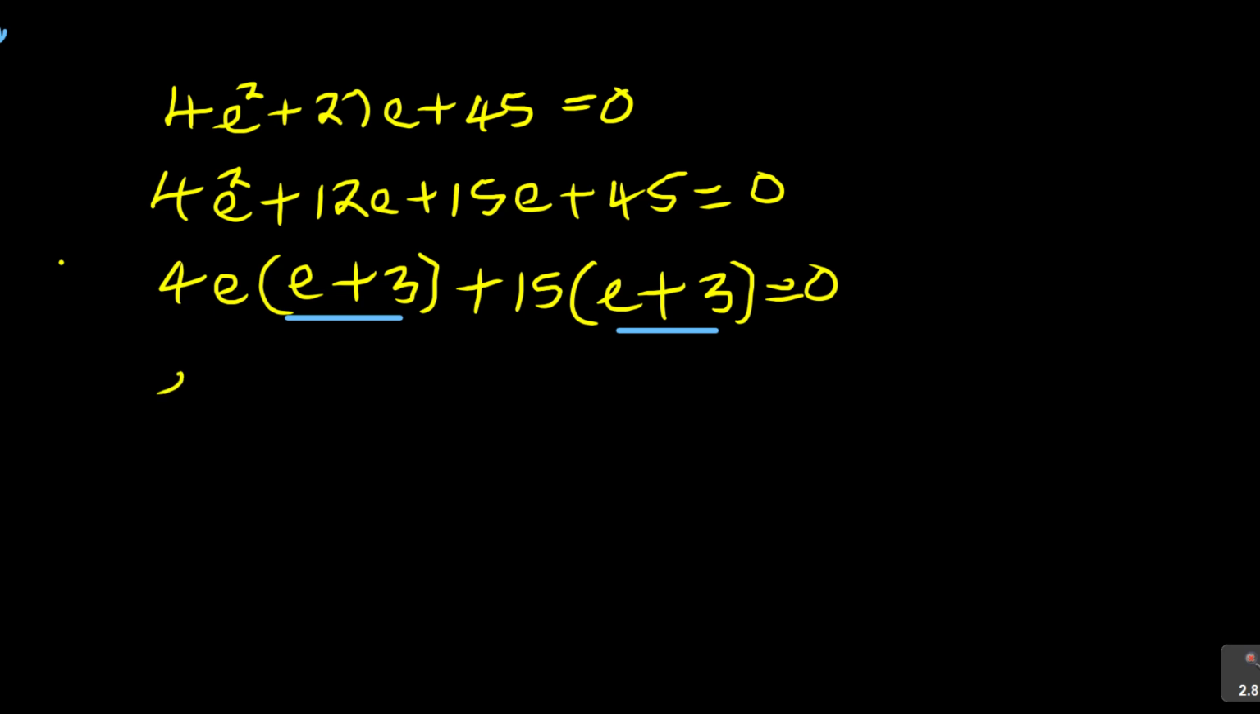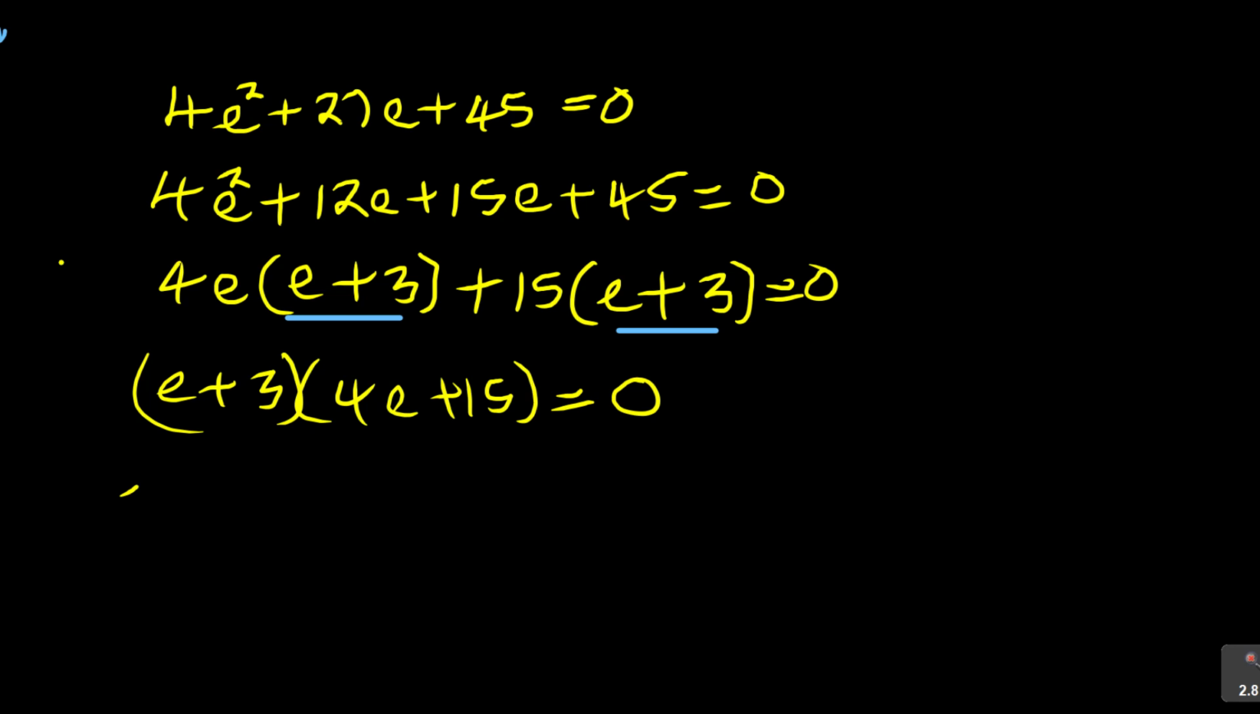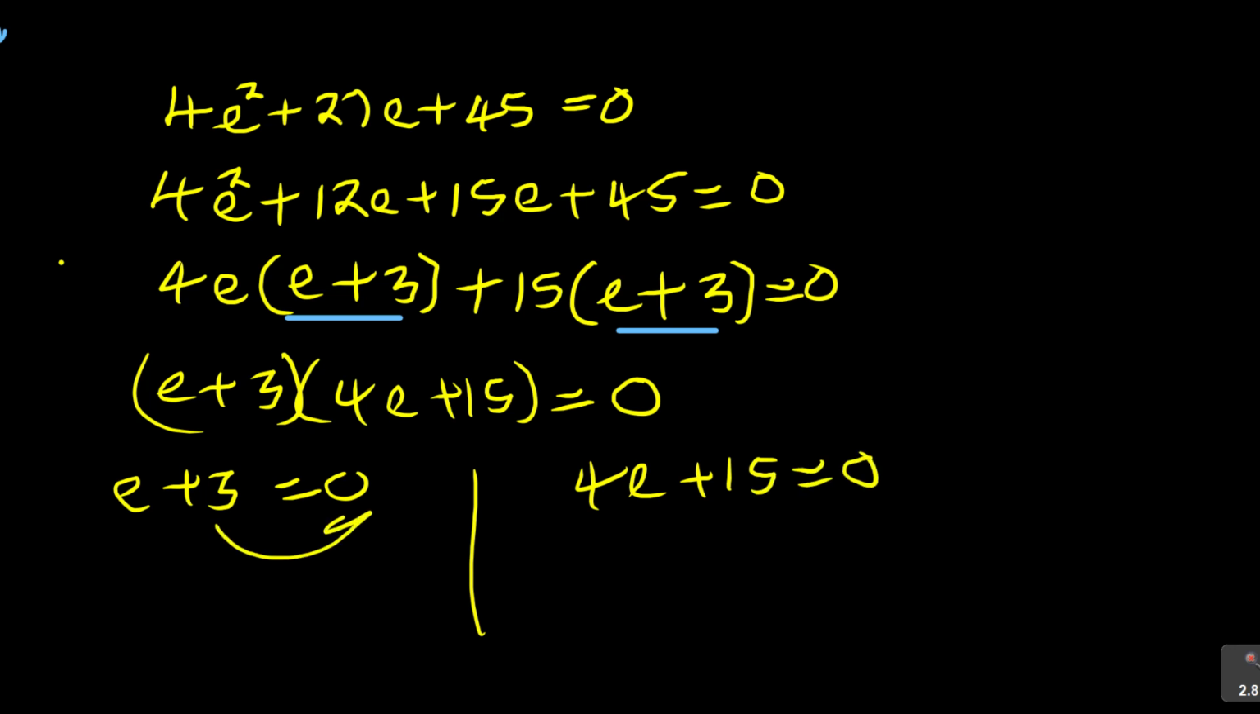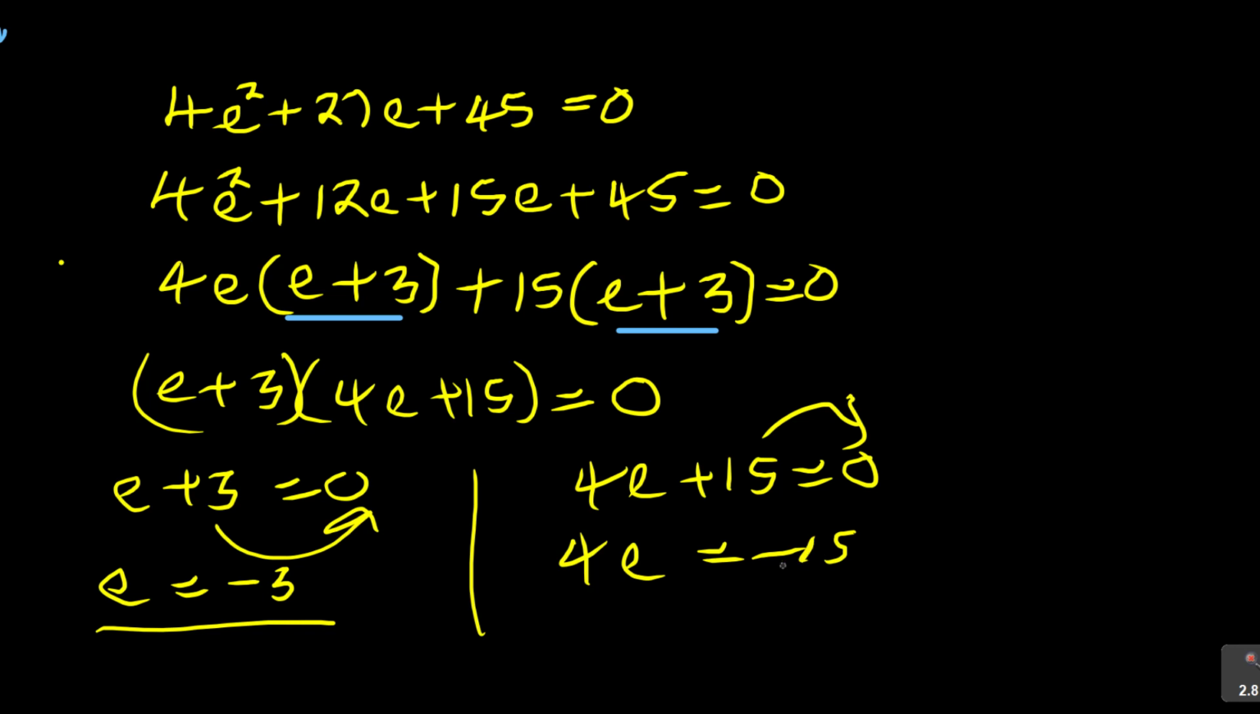You write the bracket, which is e plus 3. And then outside the brackets is 4e plus 15. Alright, this is equal to 0. So we start with the first one: e plus 3 equal to 0, or 4e plus 15 equal to 0. What's the first one? Take 3 to the other side, e is equal to negative 3. Got it? 4e is equal to, take this to the other side, negative 15.